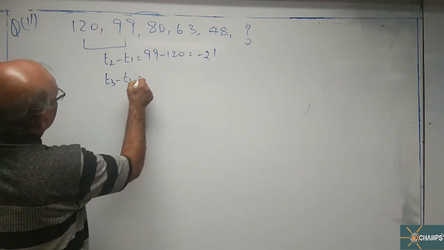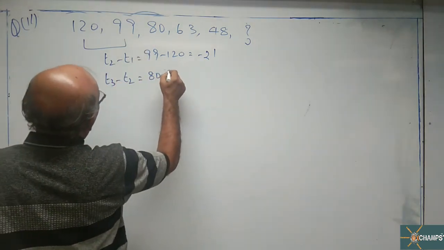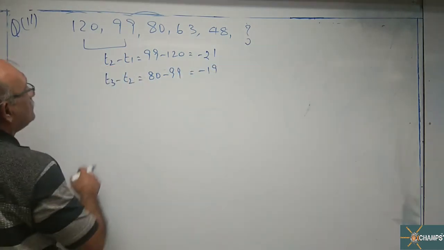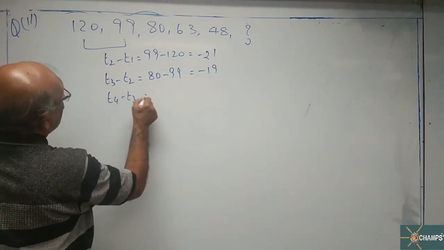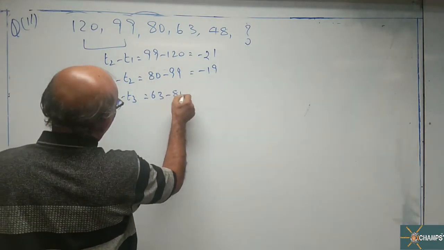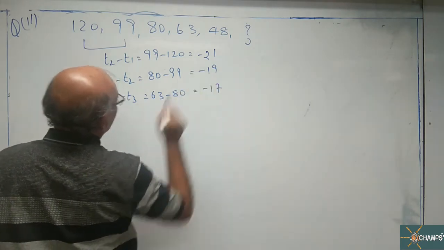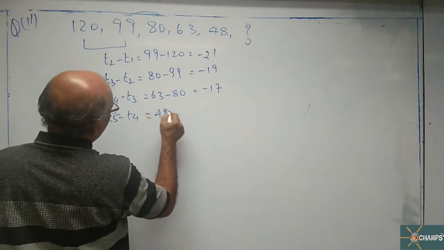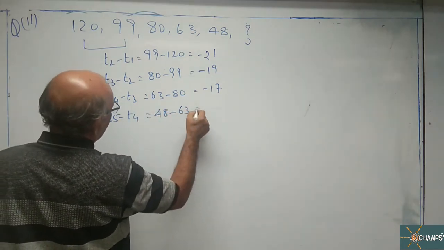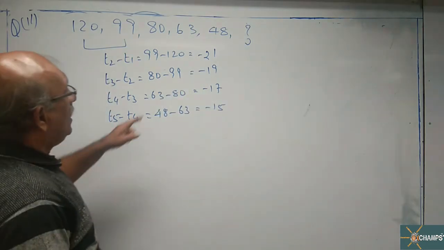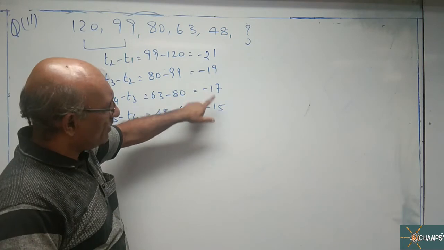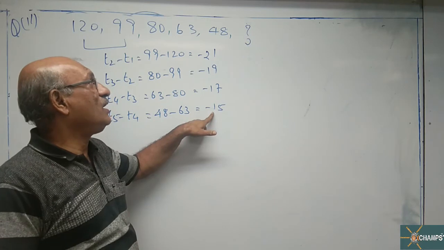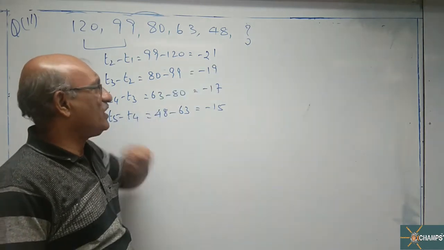T3 minus T2, 80 minus 99, is equal to minus 19, sir. T4 minus T3, 63 minus 80, so minus 17. T5 minus T4, 48 minus 63, this is minus 15. So minus 21, minus 19, minus 17, minus 15. Again it is in arithmetic progression with common difference 2. Succeeding term minus preceding term.